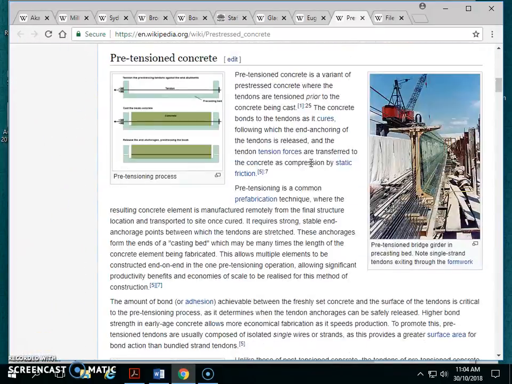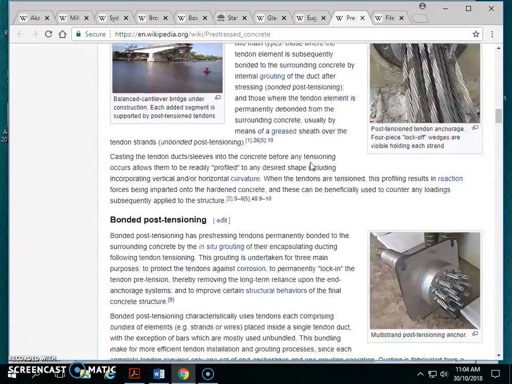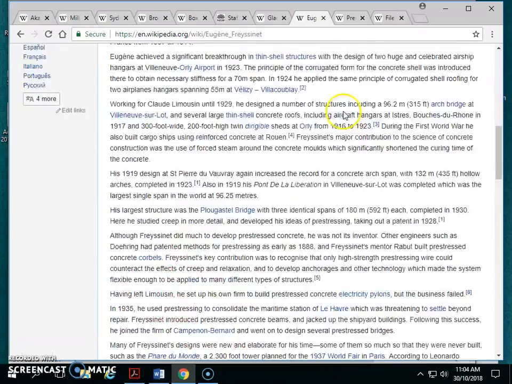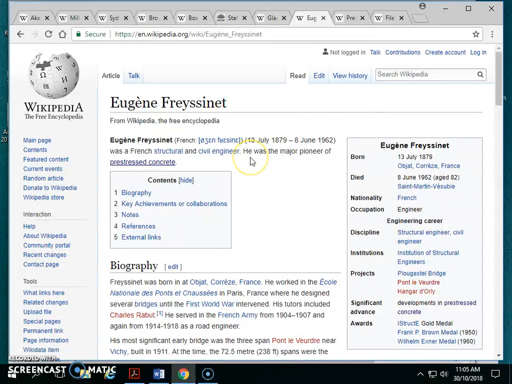There's a whole big topic on prestressed concrete here. It's something that I might give you as homework to look into. Anyway, this guy, let's see how close I was to his name. Freycinet, yes, it's pretty close, from the IPA here.